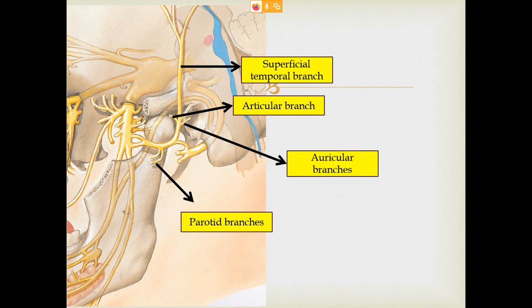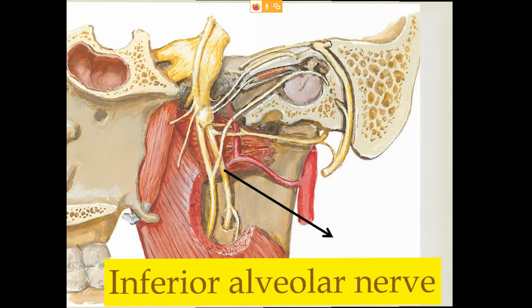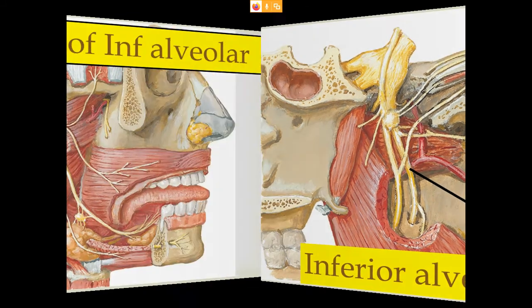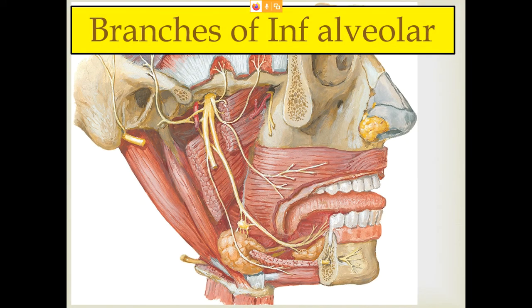Remember these four branches regarding the auriculotemporal nerve. Then coming to the inferior alveolar nerve. As I said earlier, it conveys both sensory as well as motor fibers. It runs down and enters the mandibular foramen along with the inferior alveolar artery. Then it passes in the mandibular canal and divides into the incisive and the mental branches.